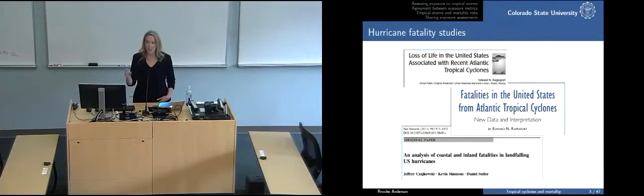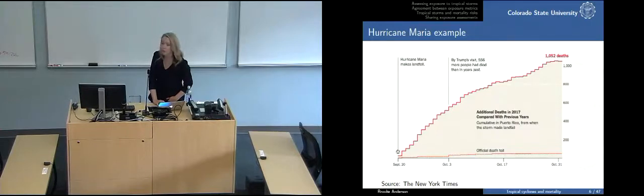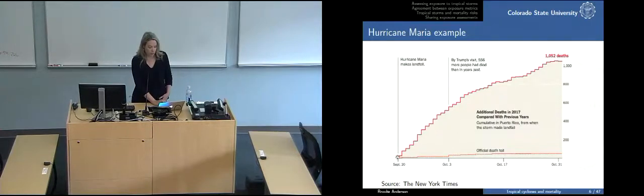But the problem is, it's hard to tell if a specific death would not have happened without the storm, so it's very hard to pick it up this way. This has really come up with Hurricane Maria this past fall. This is actually something done by the New York Times. This is when Hurricane Maria made landfall in Puerto Rico, and these numbers are for Puerto Rico.